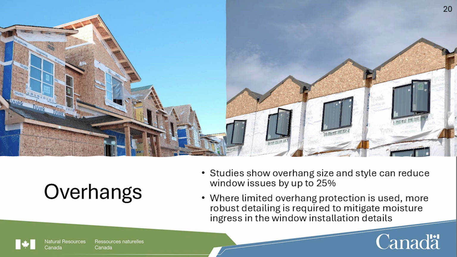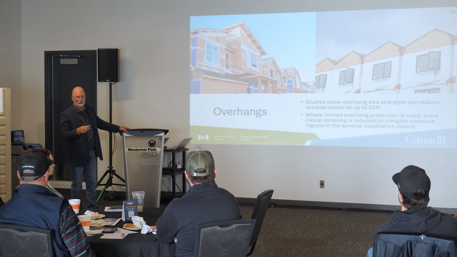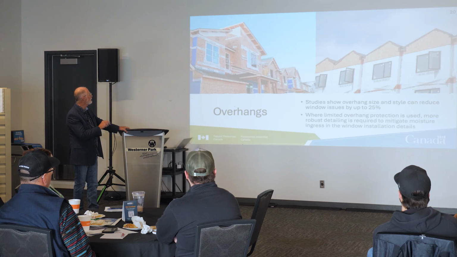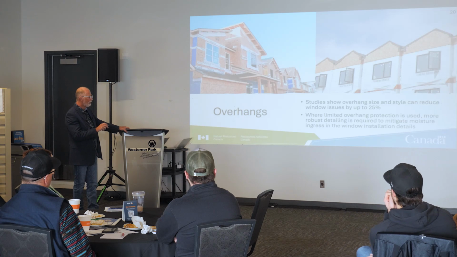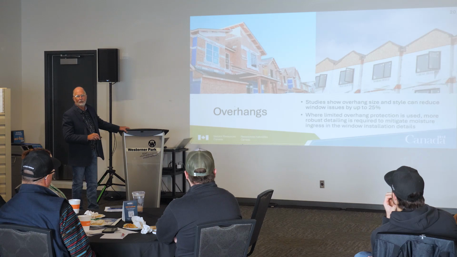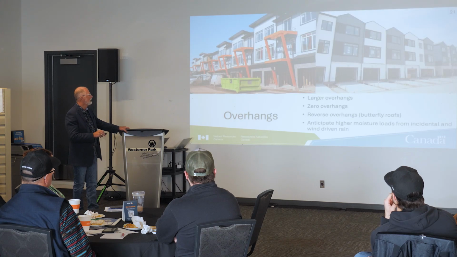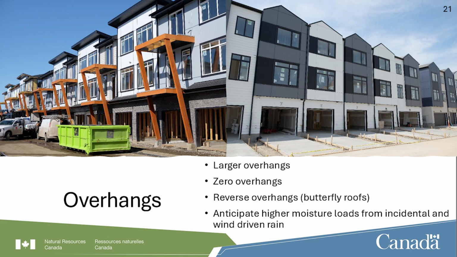What are you doing with the water that's getting into that rough opening? So the potential is always there that you get water into the rough opening. Overhangs like this give you some protection, but there's no guarantee that the water doesn't get into the rough opening. But we know from studies that having an overhang reduces window issues by 25%. So larger overhangs, zero overhangs, big difference between the two. So deflection is a key component.